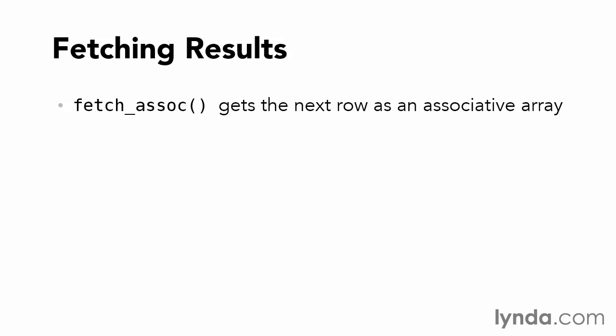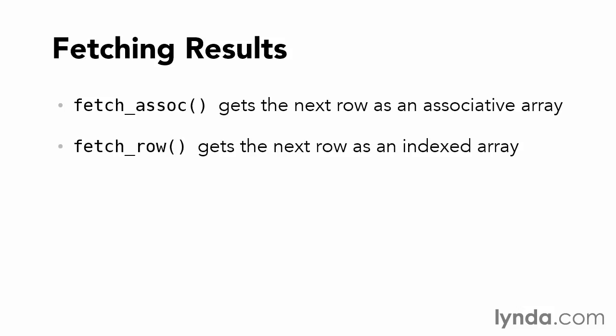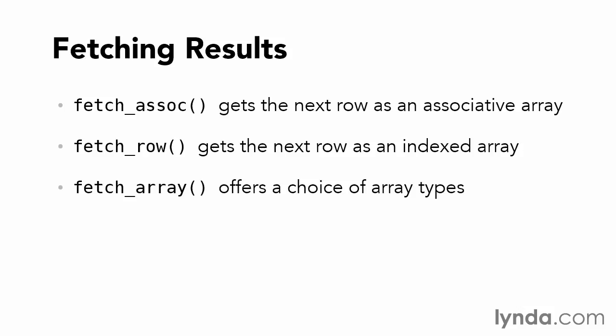MySQL Improved has 5 different methods for fetching the result of a select query. The most commonly used is fetch_assoc, which gets the next row as an associative array. If you prefer to work with an indexed array, use the fetch_row method. The third method, fetch_array, offers you a choice. You can have an indexed array, an associative array, or both.